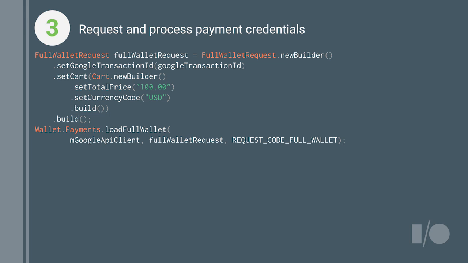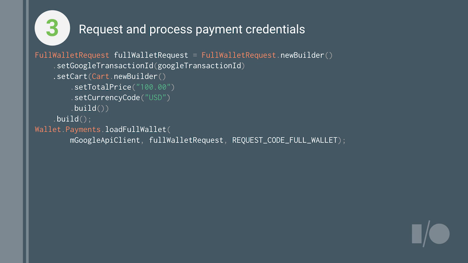And to call that API, you need what we call the full wallet request. The full wallet request is this nice little object that receives only 2 parameters, basically. The first one is the Google transaction ID, which is just an identifier generated by the previous call, and you just need to forward it to the second call to be able to complete it. And the second one is the cart containing the total price and the currency code.